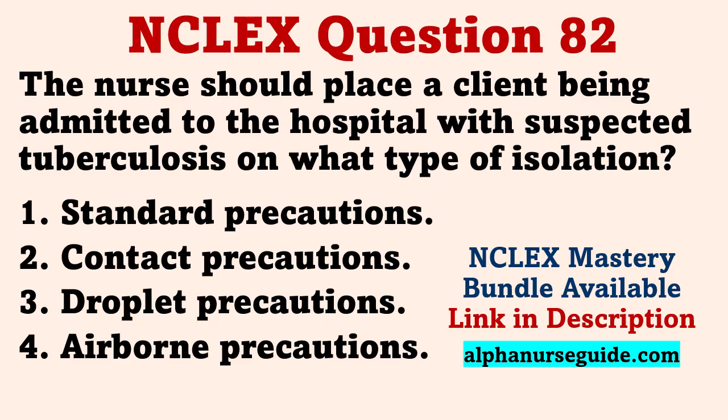The correct answer is 4. Airborne precautions prevent transmission of infectious agents that remain infectious over long distances when suspended in the air. The preferred placement is in an isolation single client room that is equipped with special air handling and ventilation, a negative pressure room, or an area that exhausts room air directly outside or through HEPA filters. HEPA filtration should be used if recirculation is unavoidable.